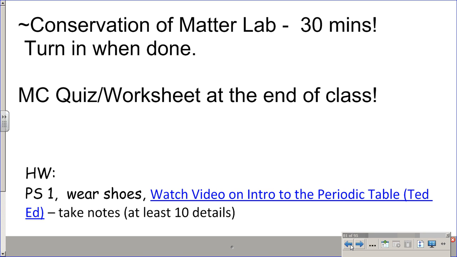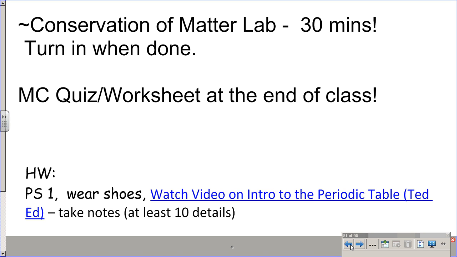So for the Law of Conservation of Matter lab, this one's kind of fun because you get to blow up some stuff. When I say blow up stuff, I mean like air into a balloon, not like boom, okay? So you guys are going to be following the instructions in the lab. It's fairly simple. I will tell you, pull out a piece of paper for your lab. I will tell you one tip.